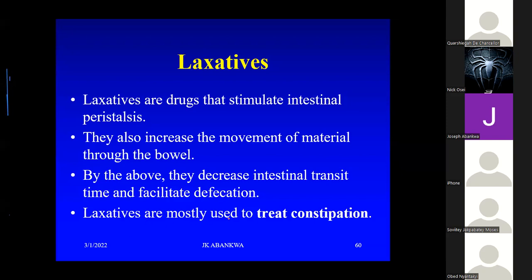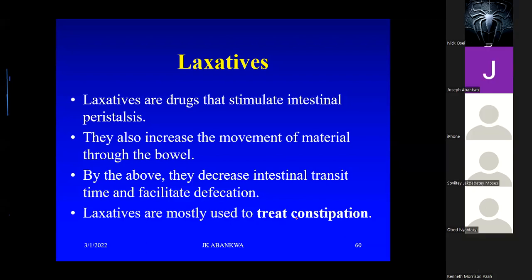Laxatives are mostly used to treat constipation. So you remember I said one of the antacids can lead to constipation. Aluminum hydroxide can cause constipation, and the magnesium hydroxide has a laxative effect. So mostly we combine the two to offset each other's differences.